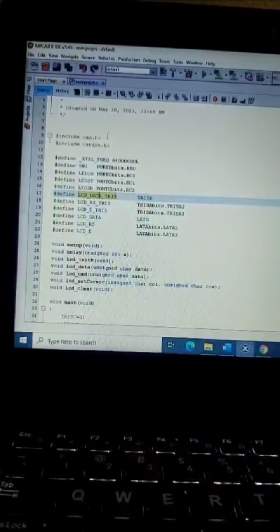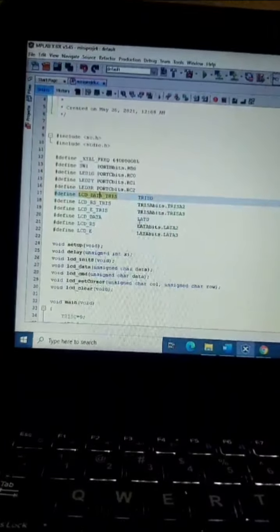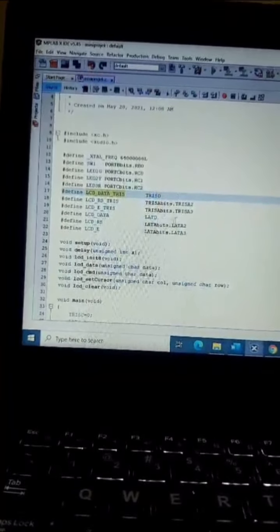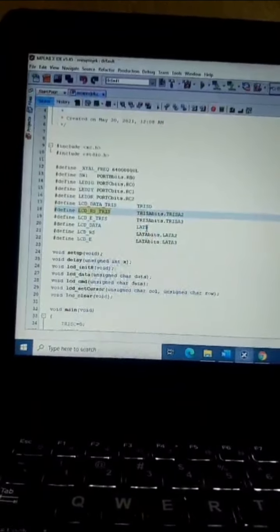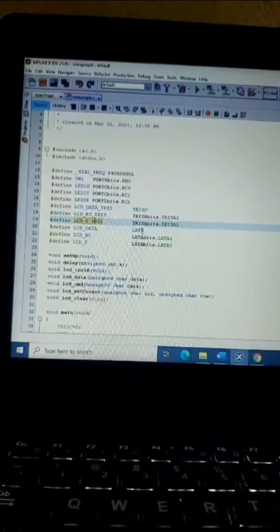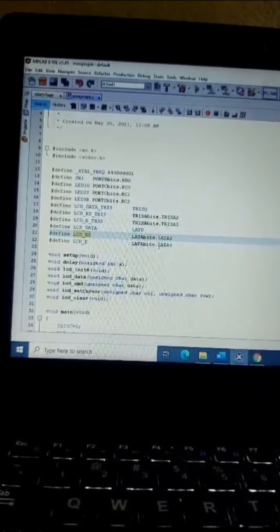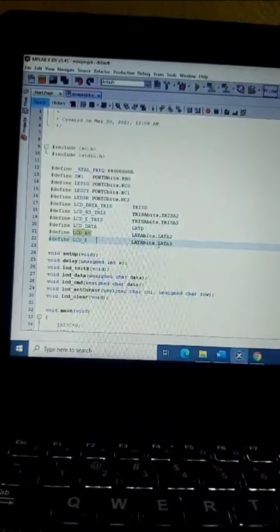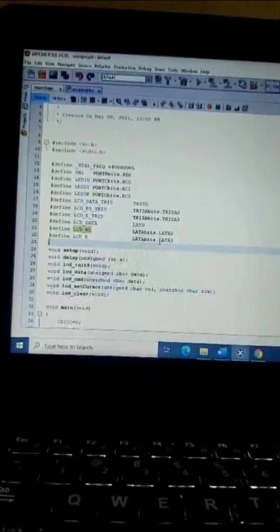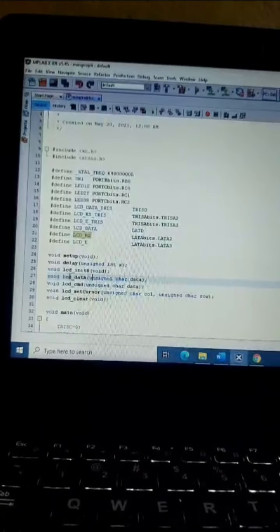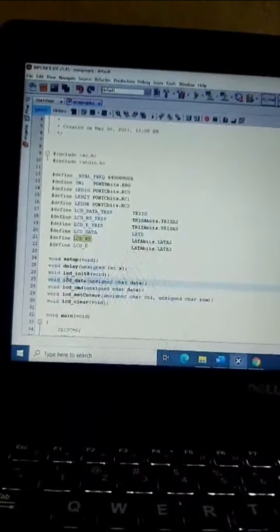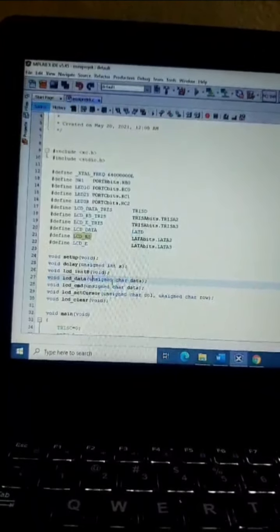And the LCD is placed at port D. So that's why we put TRISD here, which controls the output and input of port D. The LCD RS is placed at port A bit RA2, and LCD E is placed at port A bit RA3, and the LCD data is also placed at port D. Then we move to our program, void setup, then void delay, which we did for our LCD. Our LCD has 7 pins on the right side, and these 7 lines help it to function.